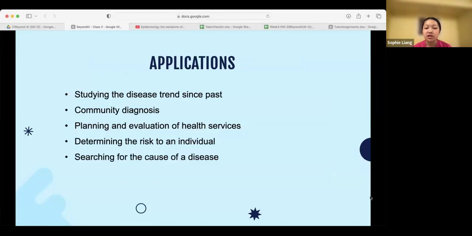Then some applications of epidemiology. You can use it to study the disease trend since the past. So you can look at how diseases spread or how they behaved in the past and apply it to the present or the future. So you can use the same patterns. Use it for community diagnosis, planning and evaluation of health services. So if a city were to spend money on a health service, you could plan it well and then evaluate how well it's working. You can determine the risk to an individual and search for the cause of a disease.